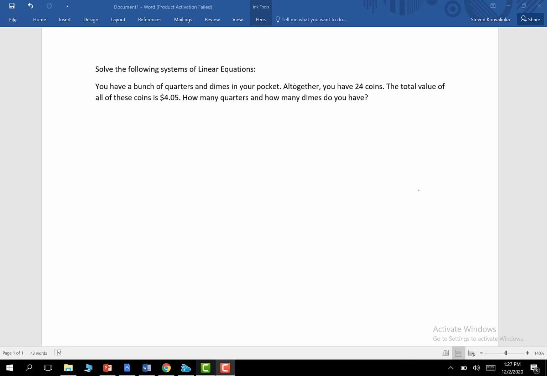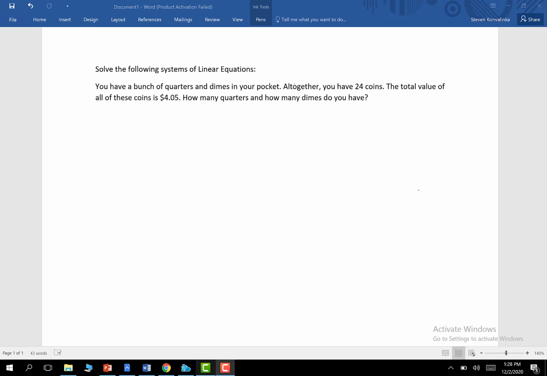All right, guys, so more systems of linear equations. This comes in the form of a word problem. So same thing, two variables, two equations. You have a bunch of quarters and dimes in your pocket. Altogether, you have 24 coins. These are only quarters and dimes, and together you have 24 of them. The total value of all of these coins is $4.05. How many quarters and how many dimes do you have?